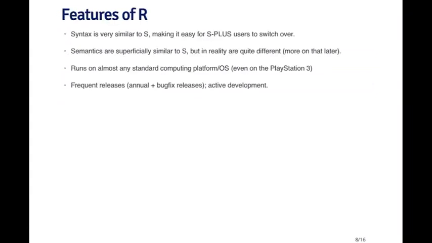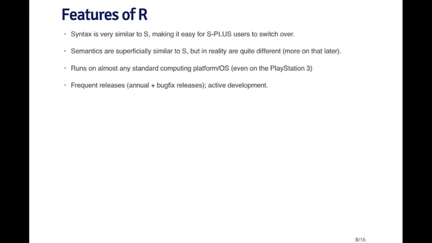So some of the features of R. The first one, which was important back in the old days when people were still using S-PLUS, is that the syntax is very similar to S, which made it easy for S-PLUS users to switch over. This feature isn't quite so relevant today, where most people go to R directly. The semantics are superficially similar to S, in that it looks like S, but in reality are quite different, so we'll talk more about this in a future lecture.